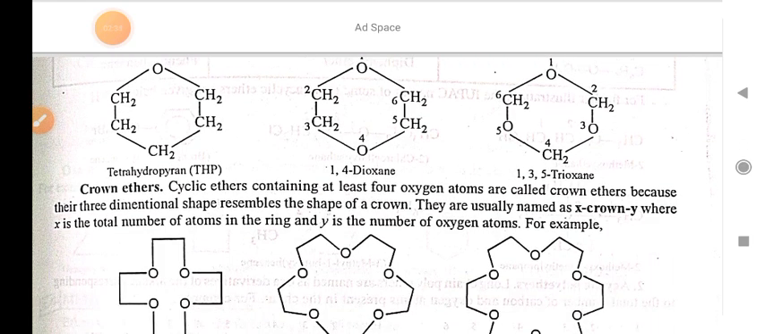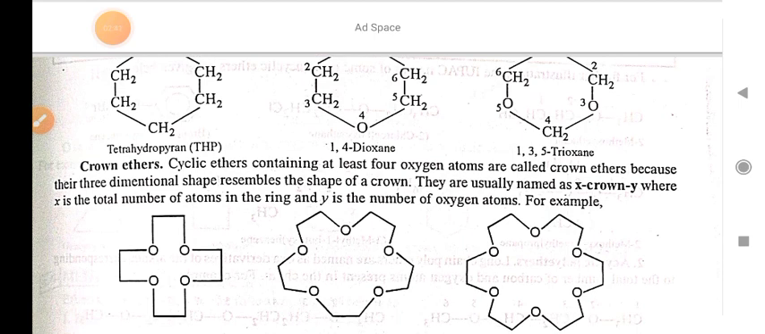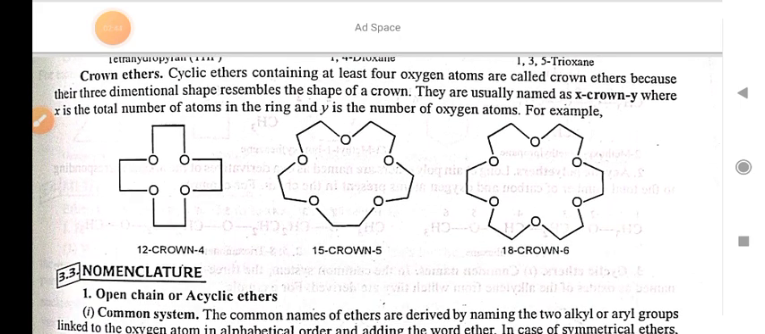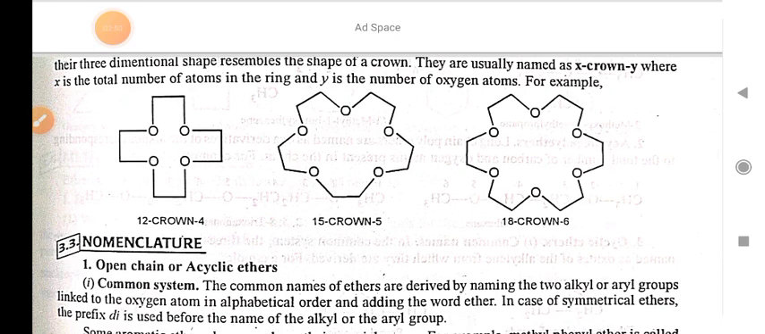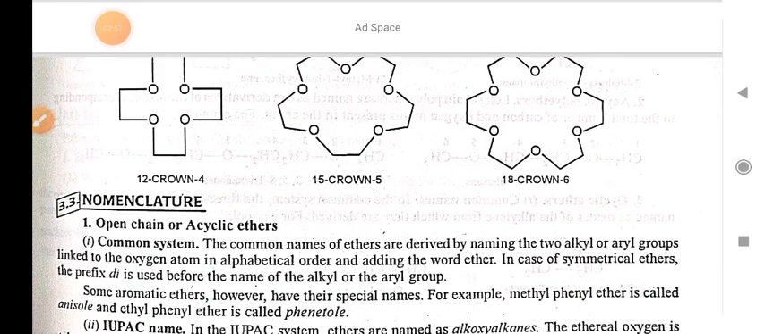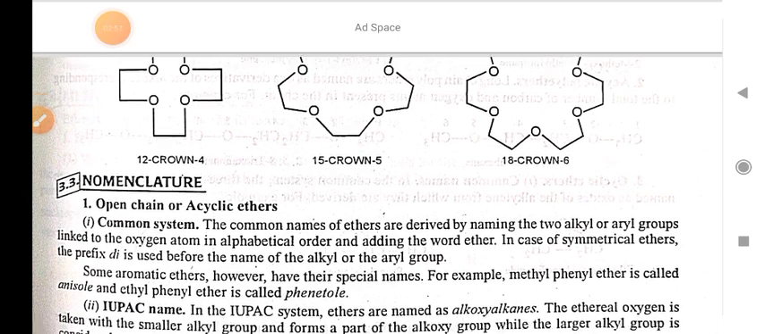Crown ethers. Cyclic ethers containing at least 4 oxygen atoms are called crown ethers because the three-dimensional shape resembles the shape of a crown. They are usually named as X-crown-Y, where X is the total number of atoms in the ring and Y is the total number of oxygen atoms. For example, 12-crown-4, 15-crown-5, 18-crown-6.